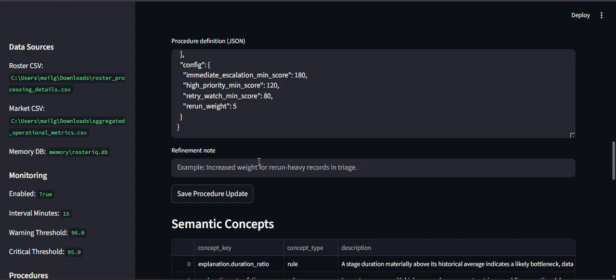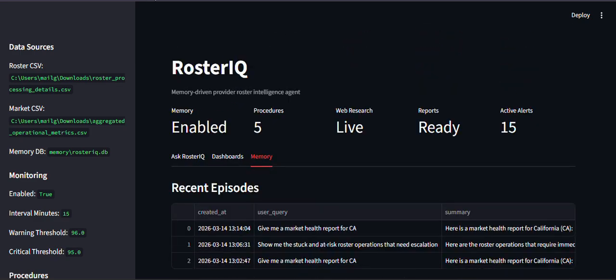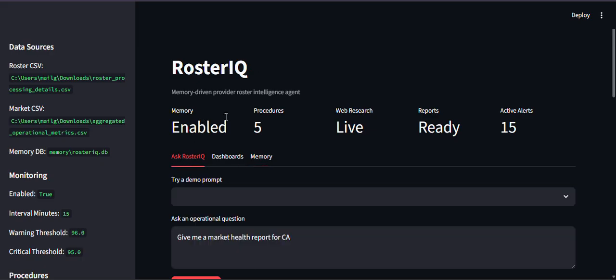So, instead of behaving like a stateless chatbot, Roster IQ behaves more like an operational teammate, a teammate with AI agents. That is really the core value of our project. Memory turns the agent from a reactive assistant into a learning operational intelligence system, which has very high utility in the market. This is what we believe, and thank you.